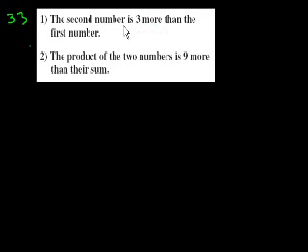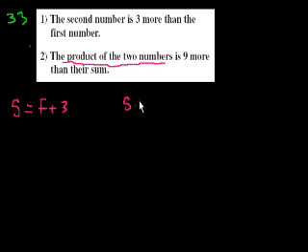The second number is 3 more than the first number. So let's say S for second number and F for first number. So the second number is 3 more than the first number. So the second number is equal to the first number plus 3. That's from statement 1. And then the product of the two numbers is 9 more than the sum. So the product of the two numbers, that's S times F. S times F is 9 more, 9 plus their sum, plus S plus F.